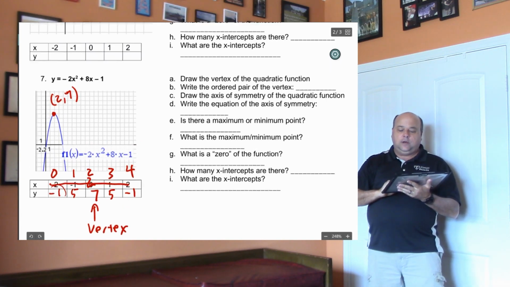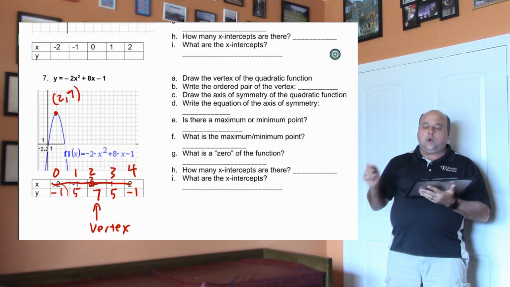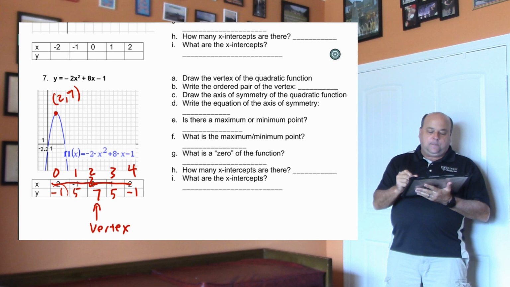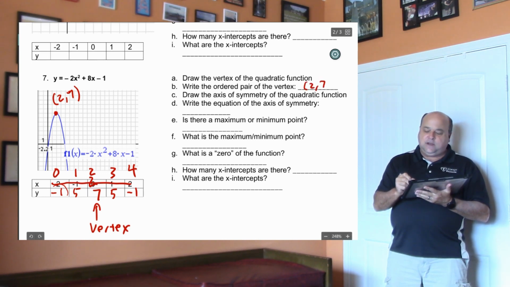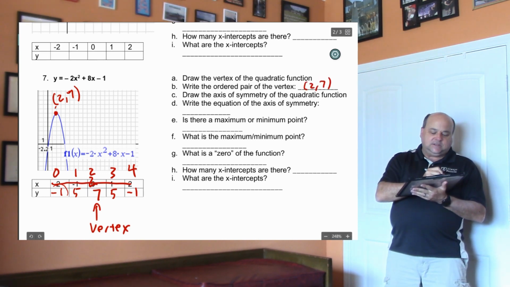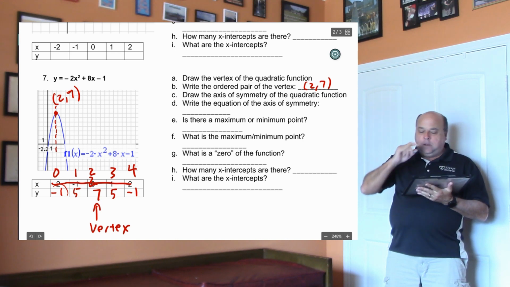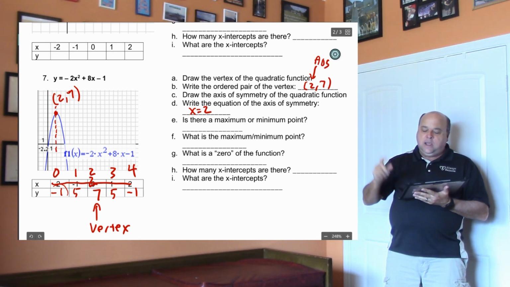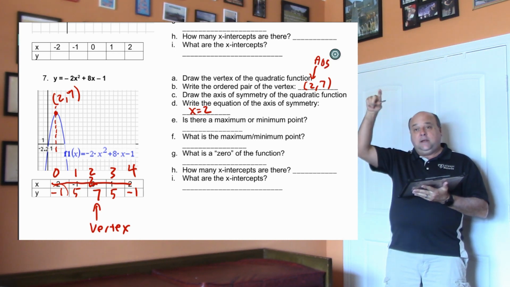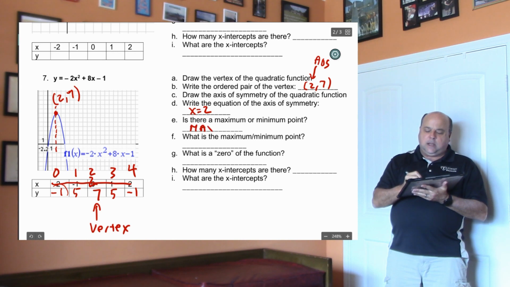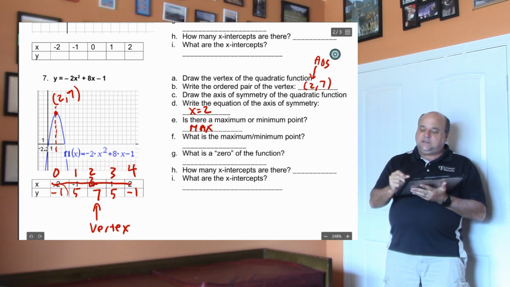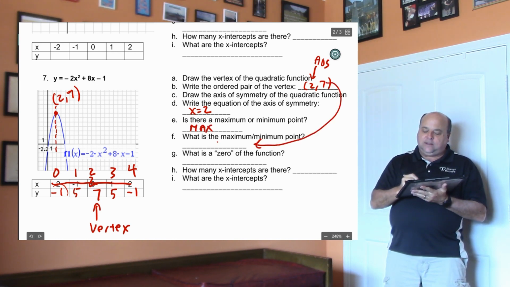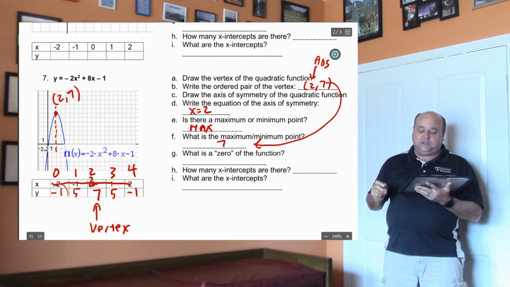Now then, let's go through here. Draw the vertex of the quadratic. We did that. The ordered pair is 2, 7. Draw the axis of symmetry. It's right here. The equation is going to be x equals 2. Remember, this number is going to be your axis of symmetry. Is there a maximum or minimum? It has a top. It has a maximum. I'm just going to write down max. What is the maximum number? It's the y of your vertex, which is 7.